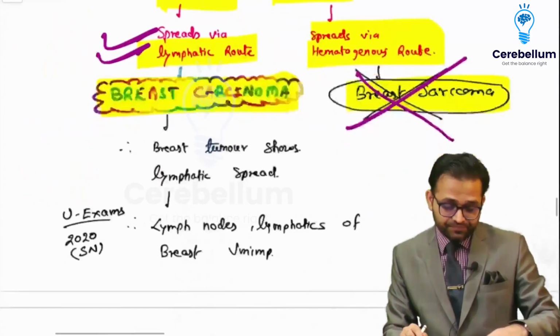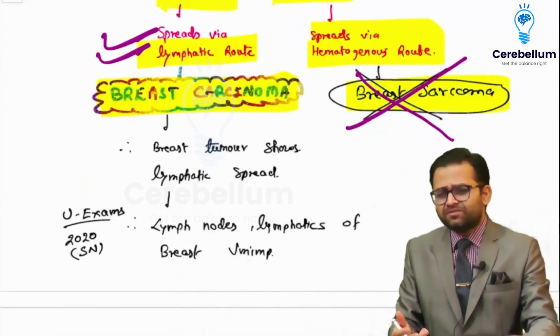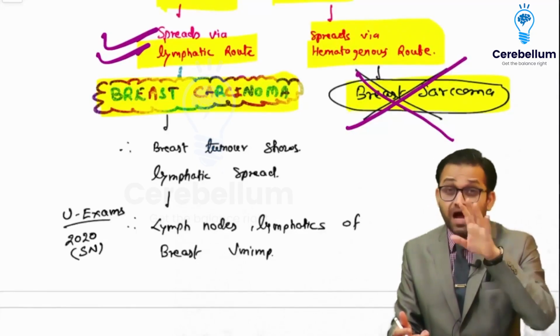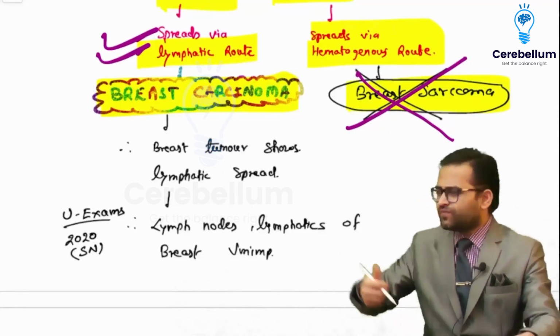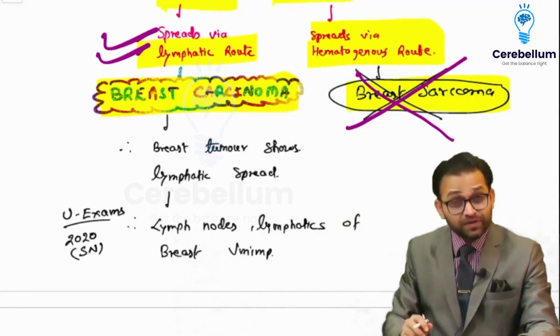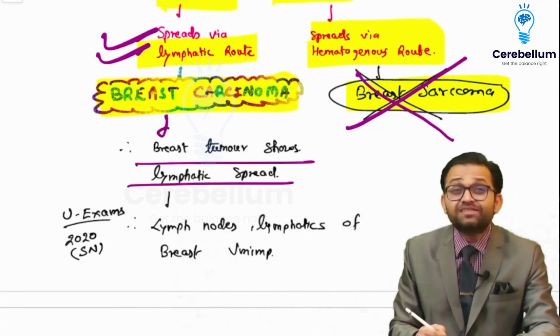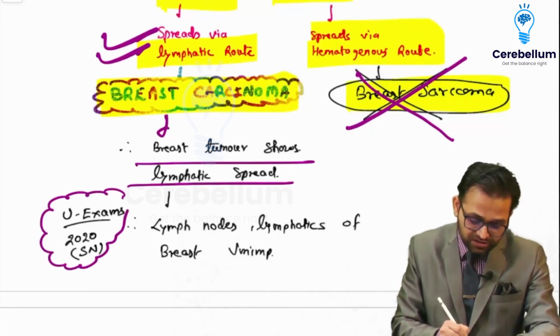Now see here, usually not. Sometimes an exception is always there. Sometimes the carcinoma spreads via the lymphatic route, and along with that sometimes hematogenous spread may be shown. Now the breast tumor shows lymphatic spread. That's why breast carcinoma is a very frequently asked question at different times.